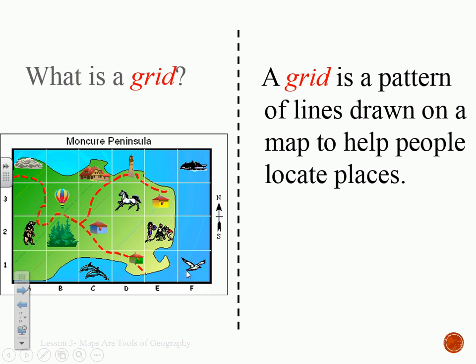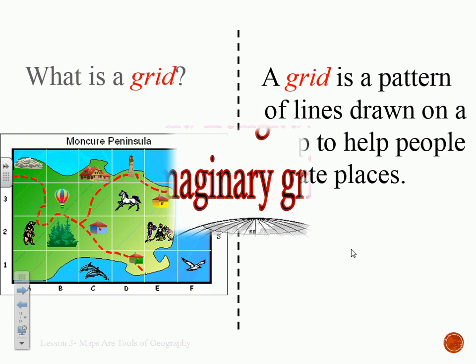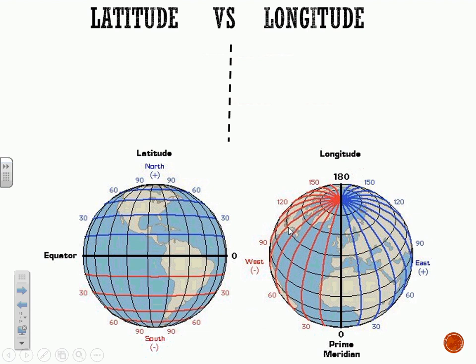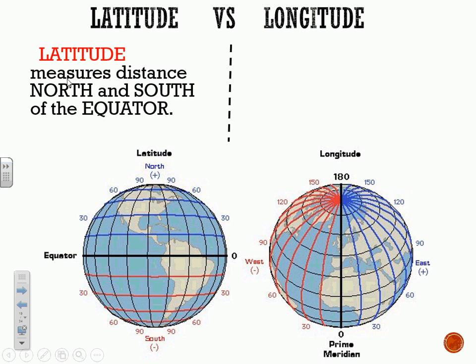Our Earth also has a grid. We use latitude and longitude lines to make an imaginary grid on the Earth. Latitude we talked about a little bit in the last lesson, but latitude measures north and south of the equator. Here we have the equator, and that one's horizontal, and latitude are these lines going north and south of the equator.